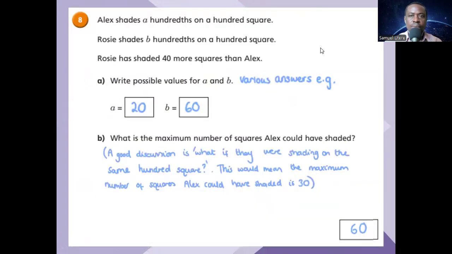Here are the answers. So here, Alex shades A hundredths on a 100 square. Rosie shades B hundredths on a 100 square. Rosie has shaded 40 more squares than Alex. Write possible values for A. So we can have various answers. And then here you're being asked, what is the maximum number of squares Alex could have shaded? The answer is 60. And this is a good exercise to discuss with your partner.